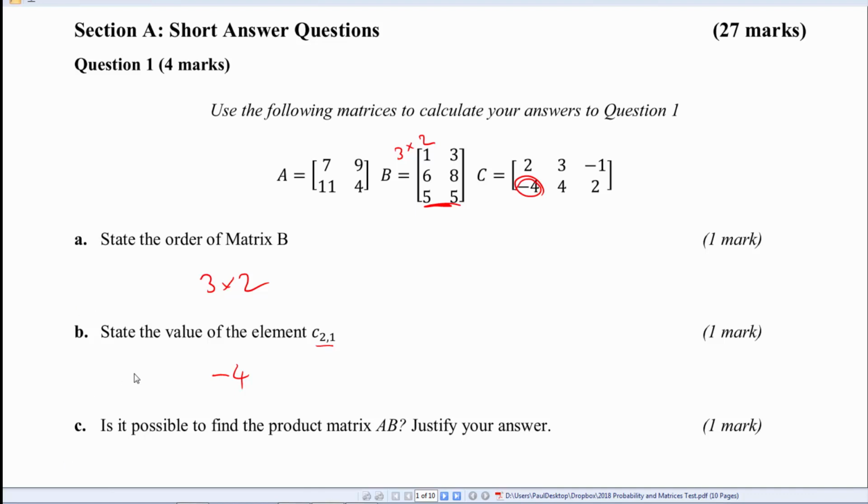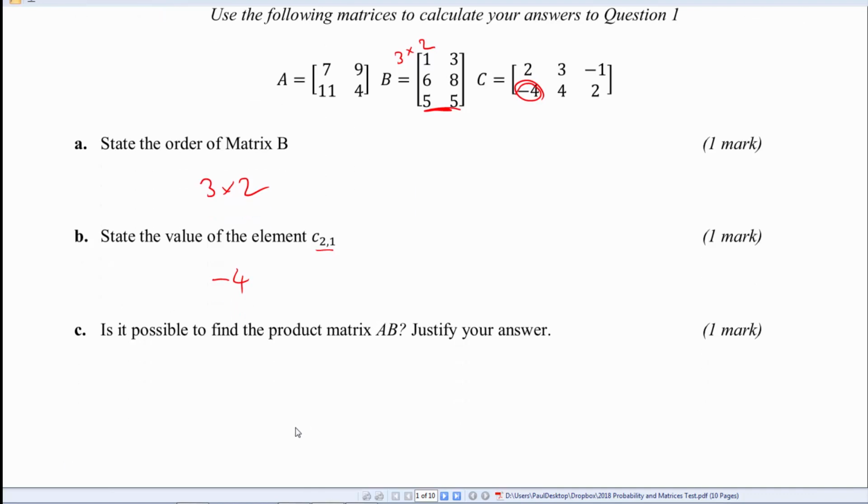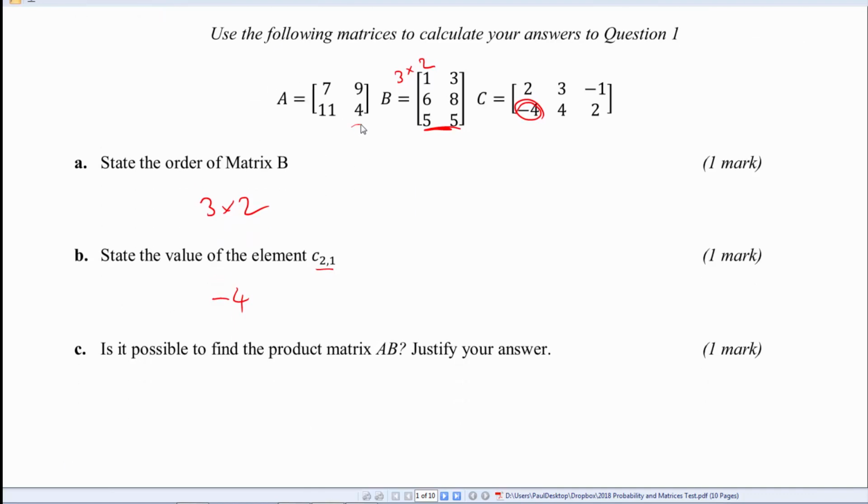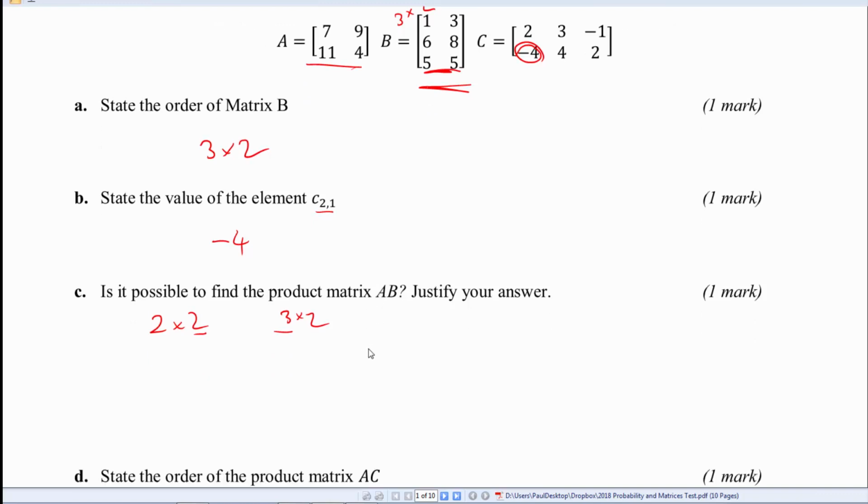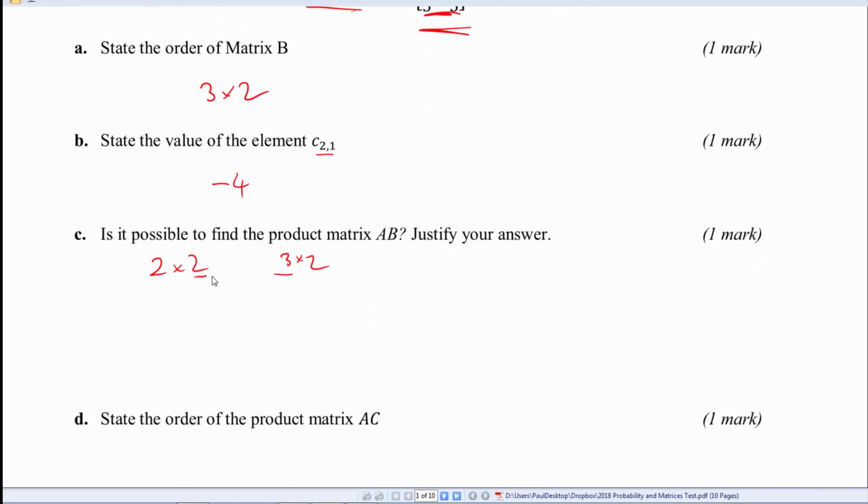Is it possible to find the product matrix AB? Justify your answer. So what we're doing is attempting to multiply a 2 by 2 by a 3 by 2. Now you'll note that these two numbers here are not the same, so matrix multiplication for AB is not defined, but you must state a justification, and the inner two numbers not being the same is not good enough.